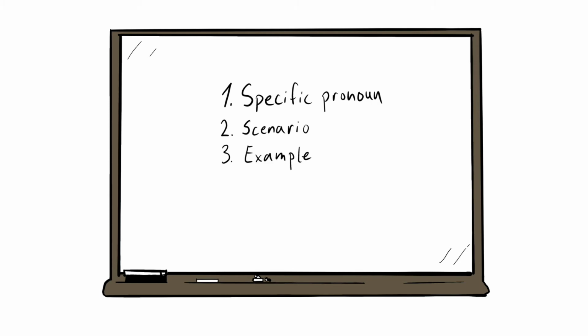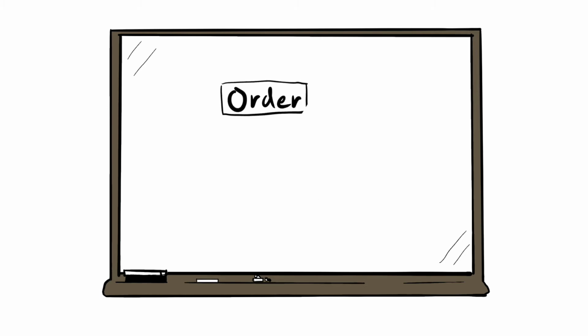First, write the specific pronoun. Second, present a scenario of when it could be used. Give a relatable example that the pupils understand. And lastly, give an example of a scenario where it wouldn't work. We recommend the following order when introducing the interrogative pronouns, limiting them to the following 5: which, what, who, whom, and whose.